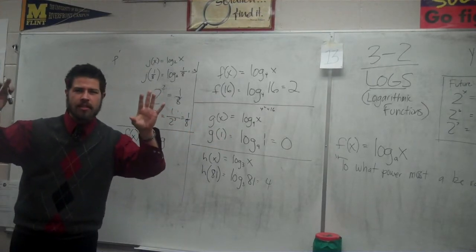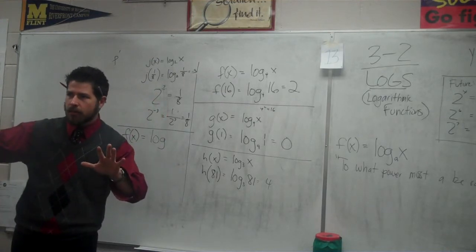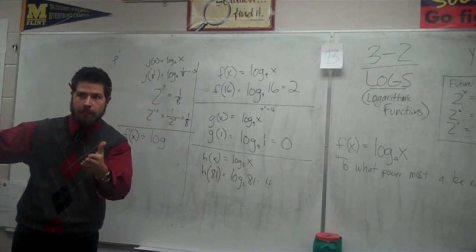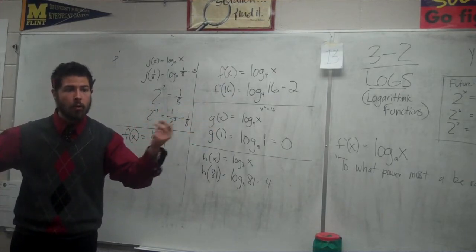So 1, 2, 3, 4, 5, 6, 7, 8, 9. And then we go to 10. Because there's no symbol for 10. It's a 1 followed by a 0. A 1 followed by a 0 means 10, but it's really using the numbers 0 and 1.